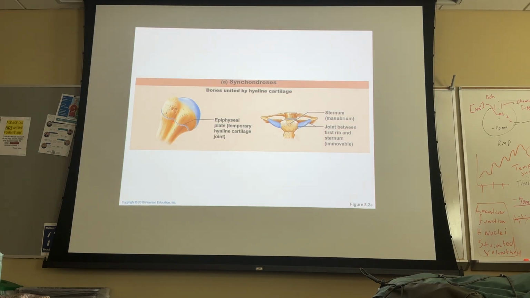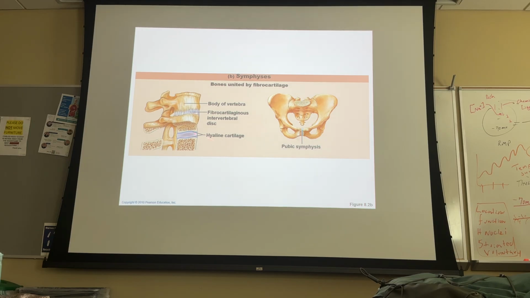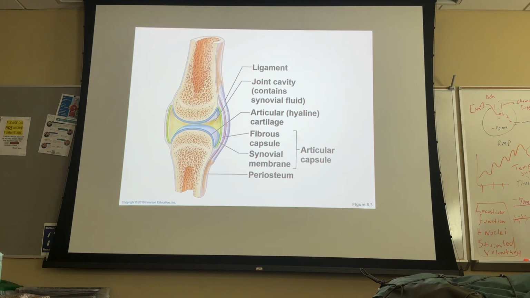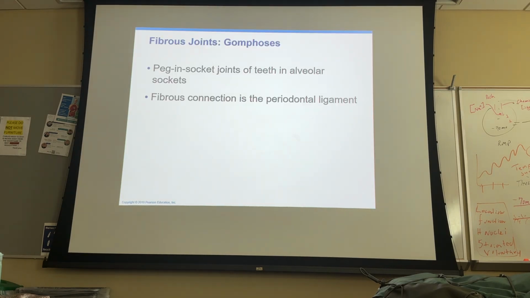What were the example cartilaginous joints? Well, if it's mainly hyaline cartilage, called synchondrosis, it's a cartilaginous joint. If I got fibrocartilage mainly between the 2 bones, it's still a cartilaginous joint. And then if you have a joint capsule surrounding the 2 bones, it's a type of synovial joint. Okay? Now, what type of movement do synovial joints allow? Dire.